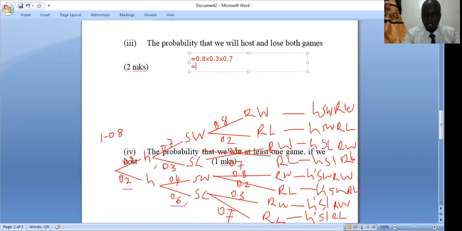As simple as that. That one, if you do your calculation well, you'll get 0.8 times 0.3 times 0.7. You get the answer 0.168. And I said earlier on that any time you're doing calculation here, make sure that your answer is not more than one. If you get an answer more than one, my friend, wrong.